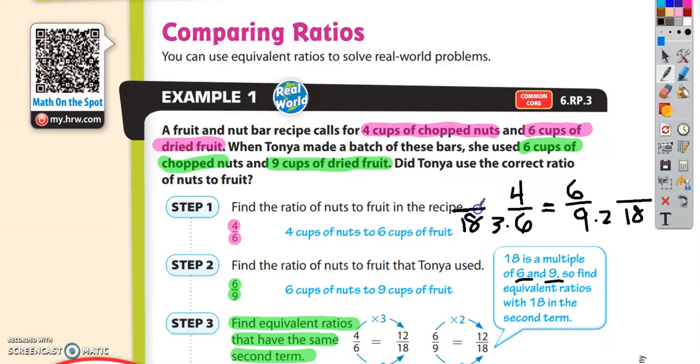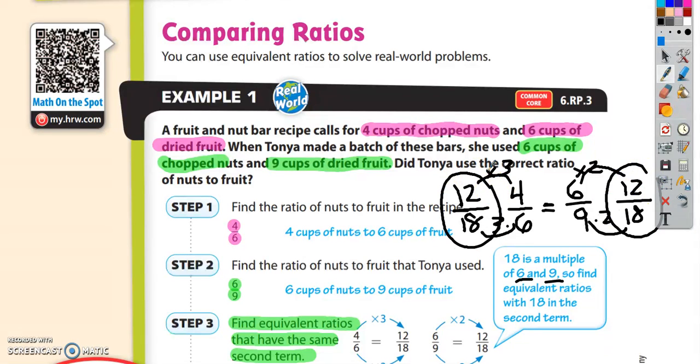So what that's saying is, if you triple this recipe and you double this recipe, you end up with 6 times 3 is 18, 4 times 3 is 12. And if you double this recipe, 9 times 2 is 18, 6 times 2 is 12. You end up with all the same terms. You get a ratio of 12 to 18 and 12 to 18. So ultimately the answer is yes, they are equivalent.